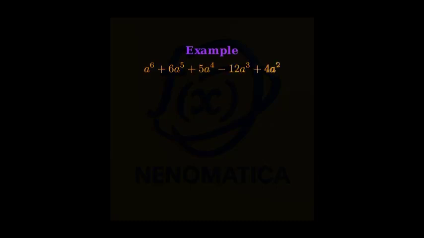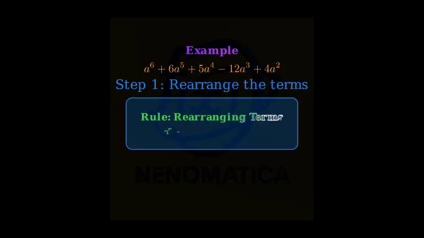Let's look at our example. We want to factor the polynomial a to the 6th plus 6a to the 5th plus 5a to the 4th minus 12a cubed plus 4a squared. The first step in our factoring process is to rearrange the terms to make patterns more visible. We'll group them in a way that will help us identify potential factoring strategies.